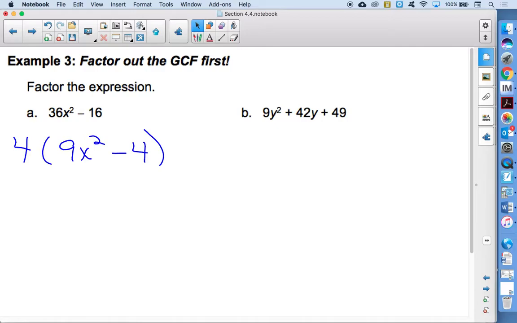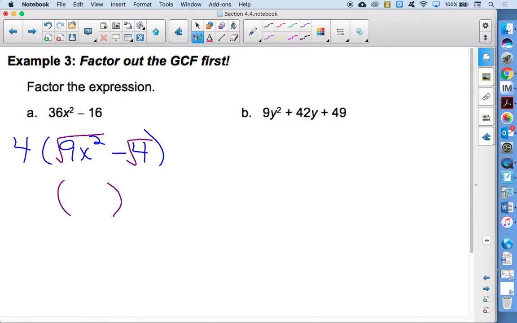Those numbers have something in common because they are both what types of numbers? Perfect squares. So 9 is a perfect square, 4 is a perfect square. And when they're perfect squares, we can factor them using that perfect square pattern. So this fits the pattern. Does anybody know what they would look like when they go in the parentheses? X minus x plus 3.